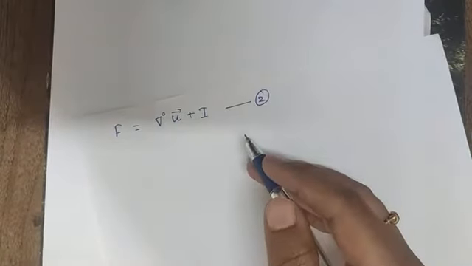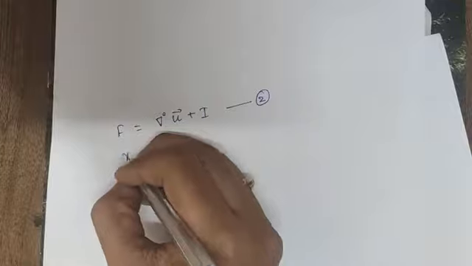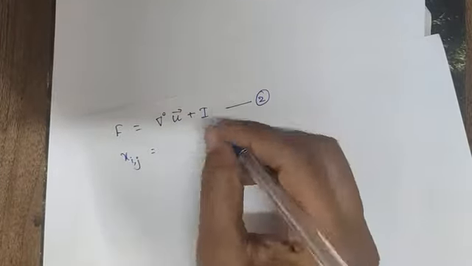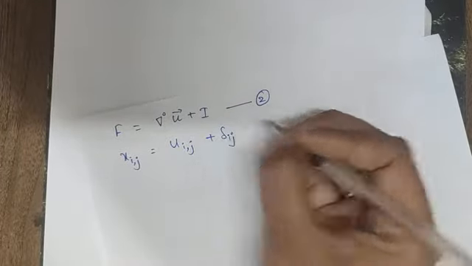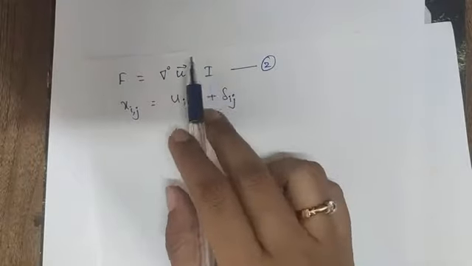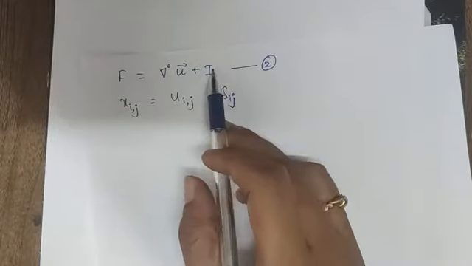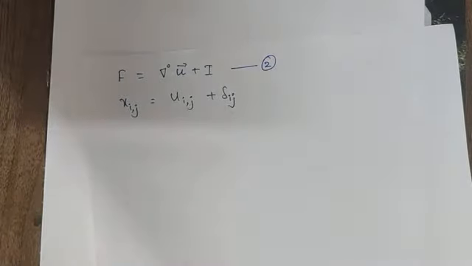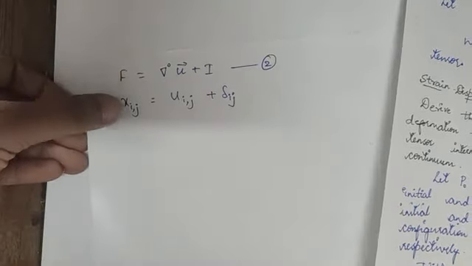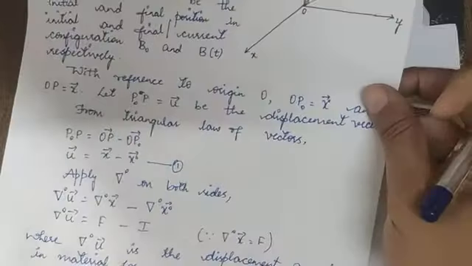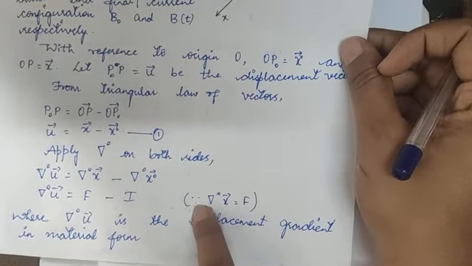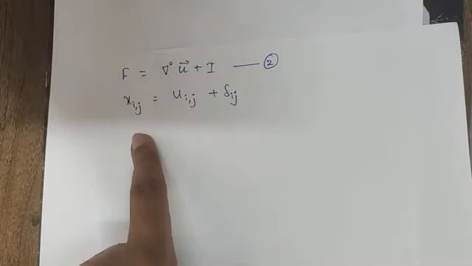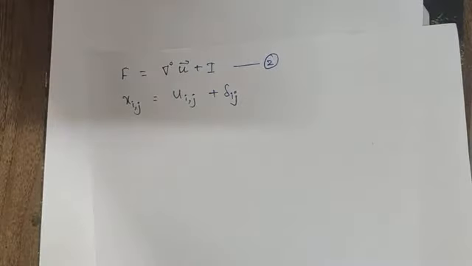If I write this in suffix notation, I will get x i comma j is equal to u i comma j plus delta ij. If i is equal to j, this becomes 1. If i is not equal to j, this becomes 0. Why have we expressed F in terms of x? Because F is nothing but del naught x. If you write del naught x in suffix notation, it is nothing but x i comma j.